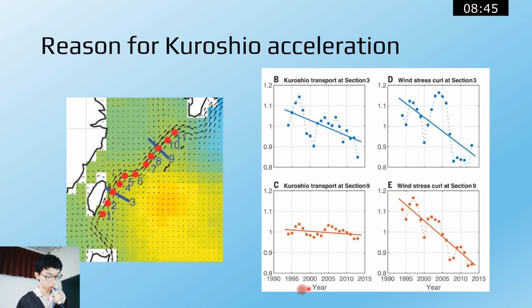We can compare picture B and picture C. We can know that the upstream has more transport decrease than the downstream, like section 3 and section 9. Section 3 has more decrease than section 9. And we can also compare picture C and picture E. The wind stress decreases more than the transport, so there must be another reason to offset the deceleration.